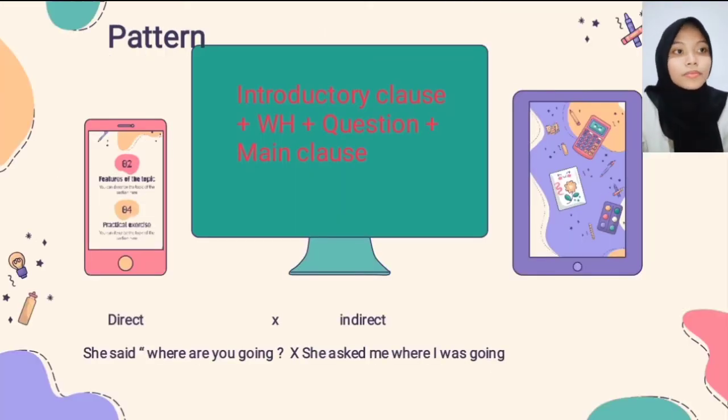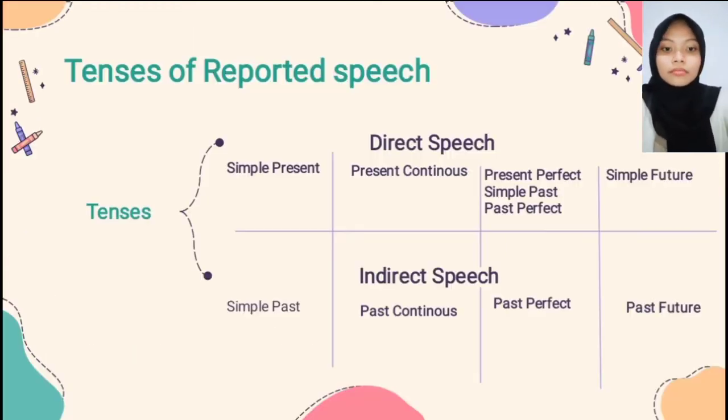And the pattern: introductory clause plus question word, who, what, why, and so on, plus main clause. Example, direct: She said, "Where are you going?" Indirect: She asked me where I was going. Okay, next slide.